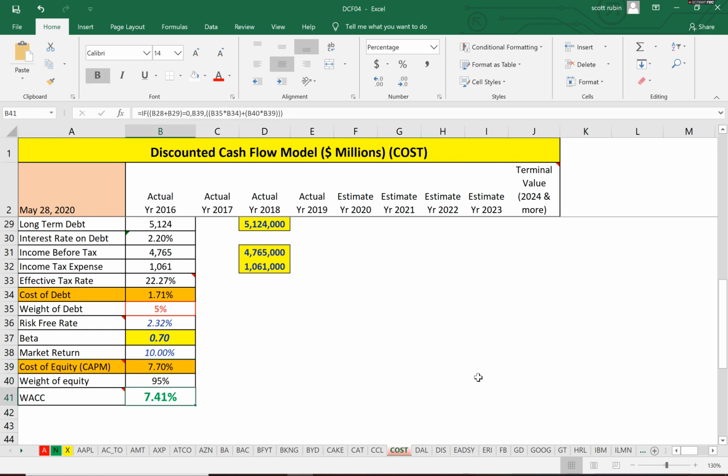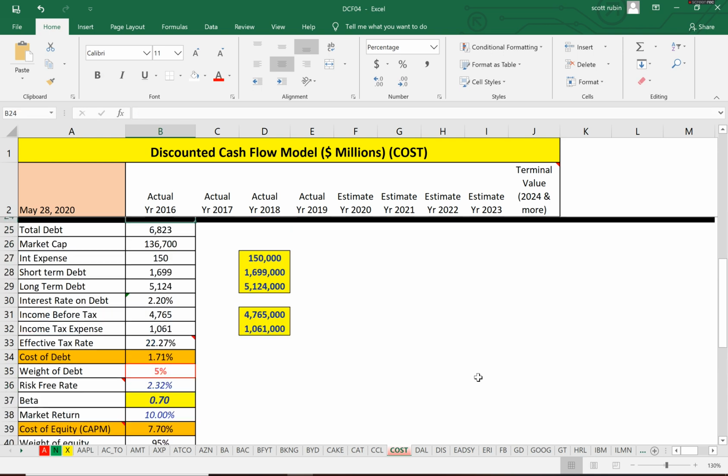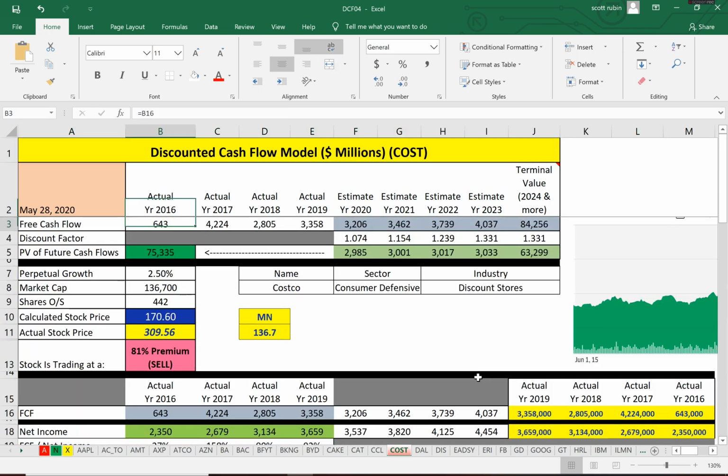And now we need to blend the equity and the debt together, and we get the WACC, which is 7.41%. So 7.41% is the price Costco pays to obtain financing. So Costco needs to generate at least 7.4% of profit a year to add value to its investors, which I'm sure it does. And now we calculated the free cash flow, and this is for 4 years.